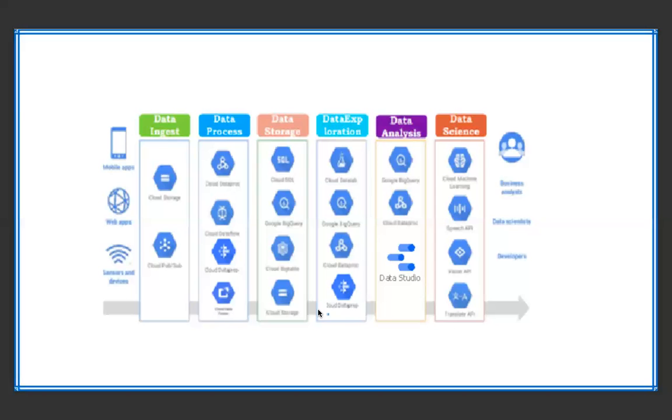So once your data has been stored into the data warehouse, you can go for data exploration, data analysis, or Google gives you various services for machine learning. So we have Cloud Machine Learning, Cloud AutoML, Speech APIs, Vision APIs, Translation APIs. But yes, in this course, we will not deal with data science. For that, I will prepare a new advanced course on data science on Google Cloud.